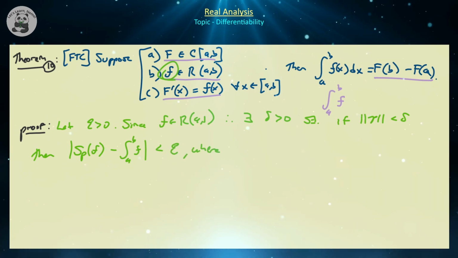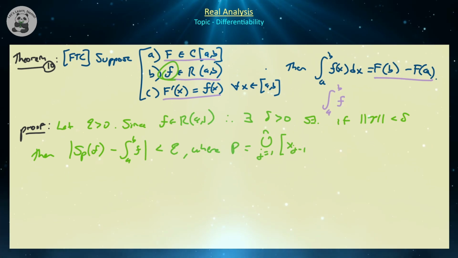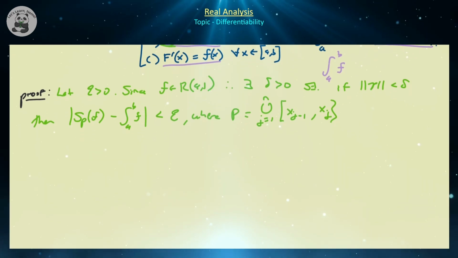And the partition that I want to use is going to be the union from j equals 1 to n of the intervals [x_{j-1}, x_j), where that bracket is most of the time going to be a parenthesis unless we're on the rightmost subinterval of [a, b]. So b will be included in the last interval, parentheses otherwise. So this is what we have so far.